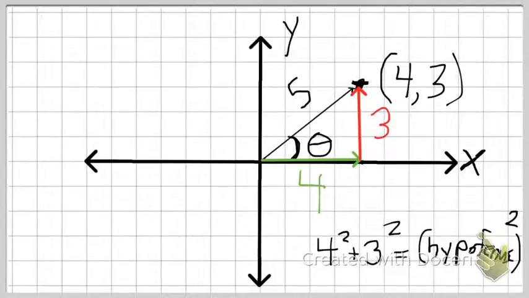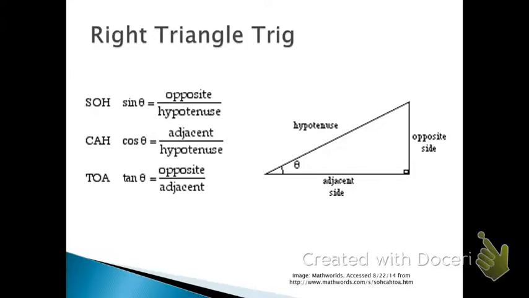Now to solve for this angle, to figure out what the angle is in degrees, I can use my right triangle trigonometry. Make sure you are very comfortable with right triangle trigonometry. For any angle theta, the sine of that angle theta is the opposite side of the triangle divided by the hypotenuse. The cosine of theta is the adjacent side divided by the hypotenuse. And the tangent of theta is the opposite side divided by the adjacent.